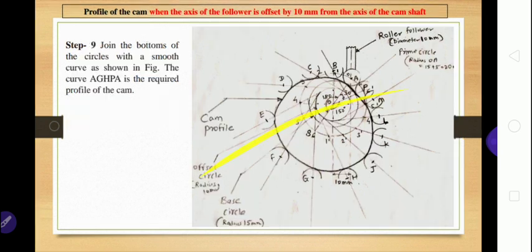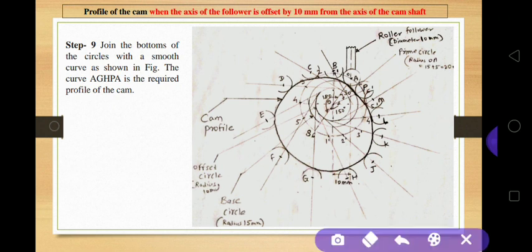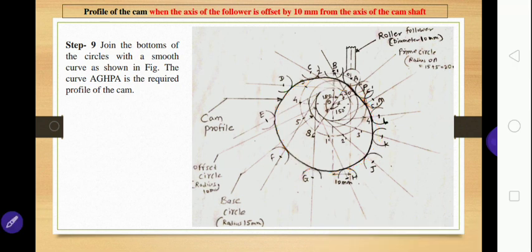Now the next step is to draw the cam profile. Now the cam profile is exactly similar to the pitch curve, but it is not passing through the centers of the rollers, it is passing through the bottoms of all the followers. So draw one line or smooth curve passing through the bottoms of all the followers or all the rollers, so that you will get one curve, and that curve we'll call the cam profile.